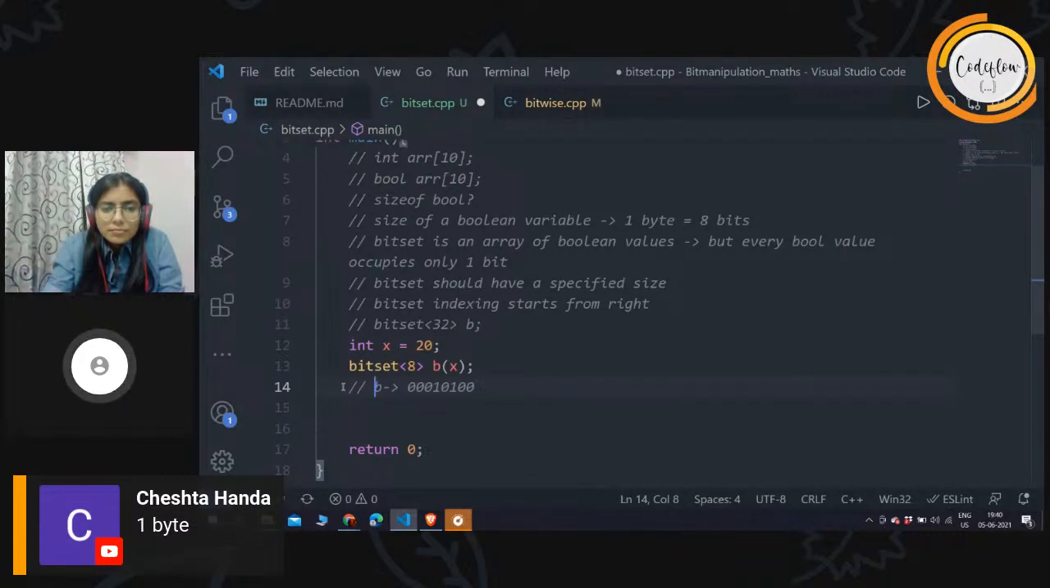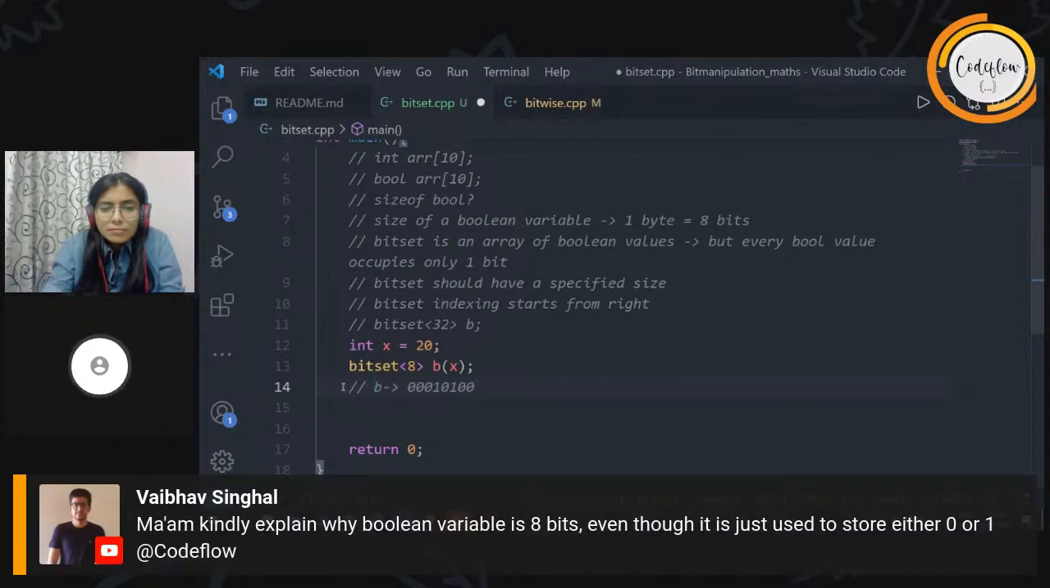Okay, Vaibhav, a question we have been asked: why is a Boolean variable 8 bits? So in C++, whenever we are storing Boolean values, it will store extra data, which actually goes to waste. So it is something inbuilt.